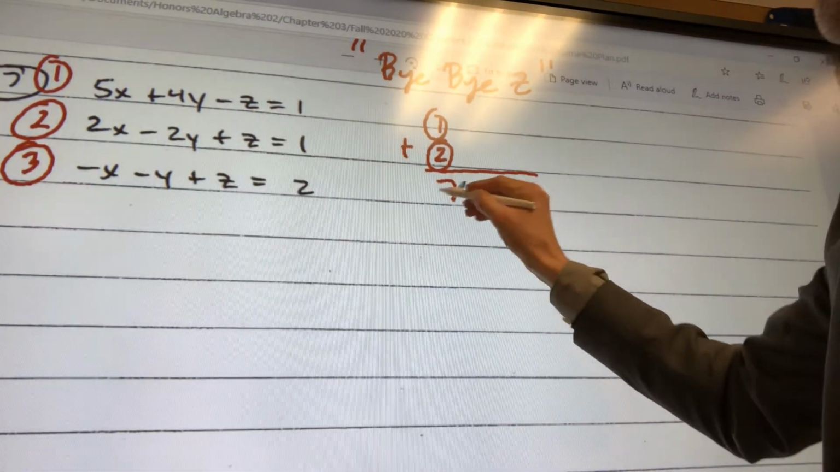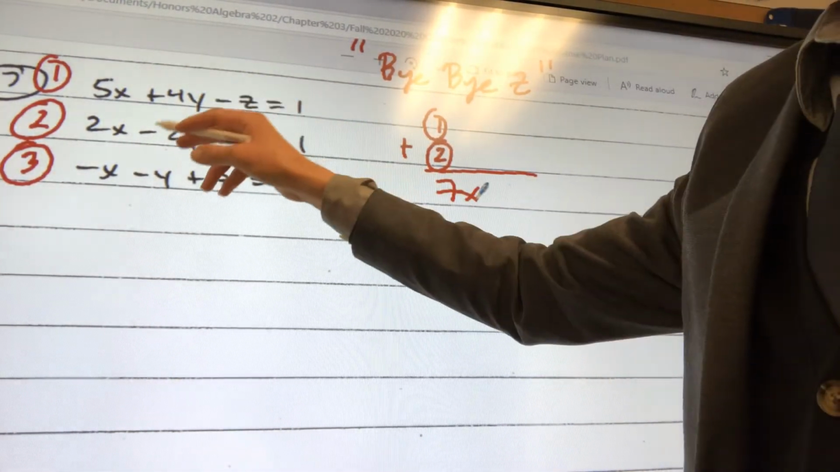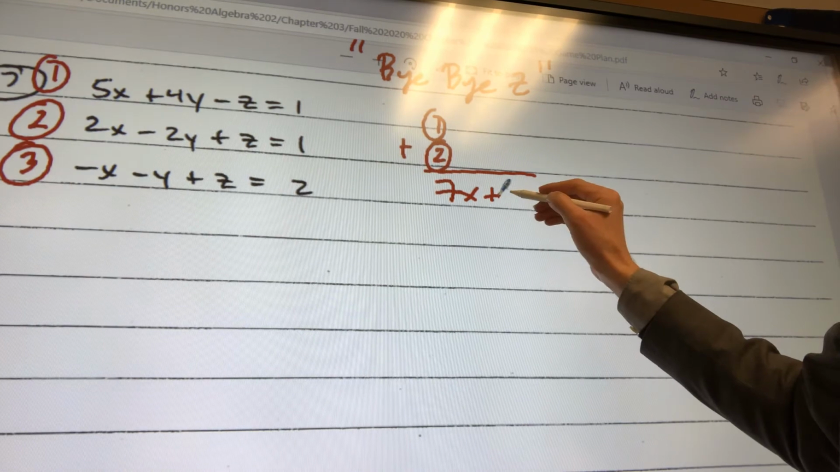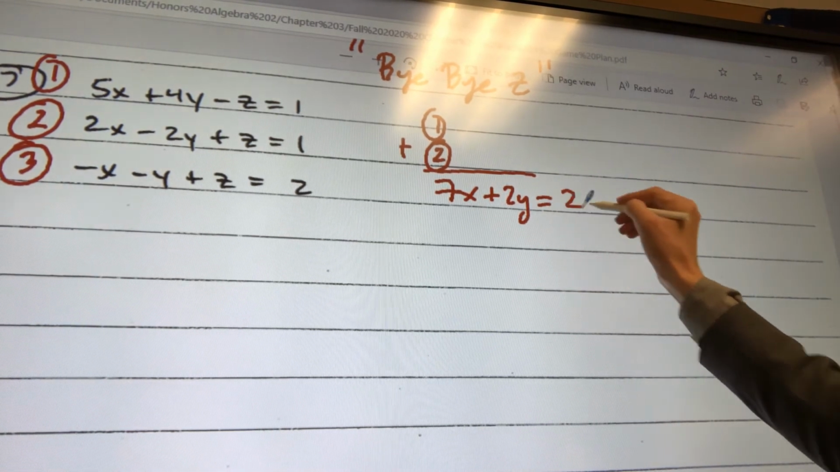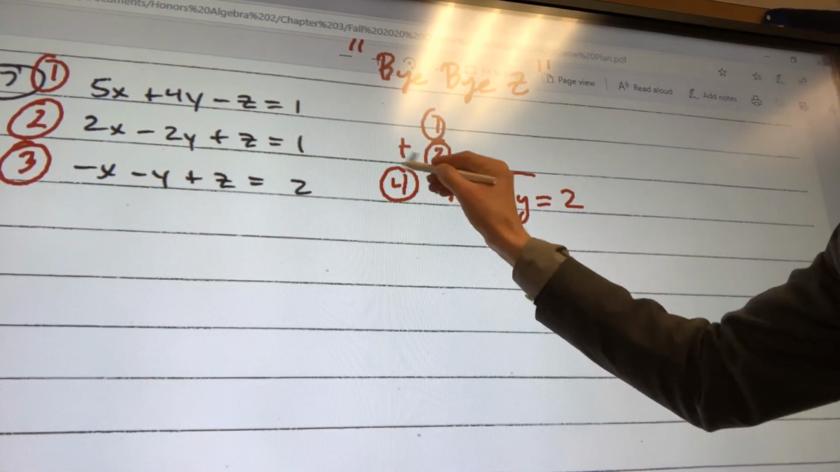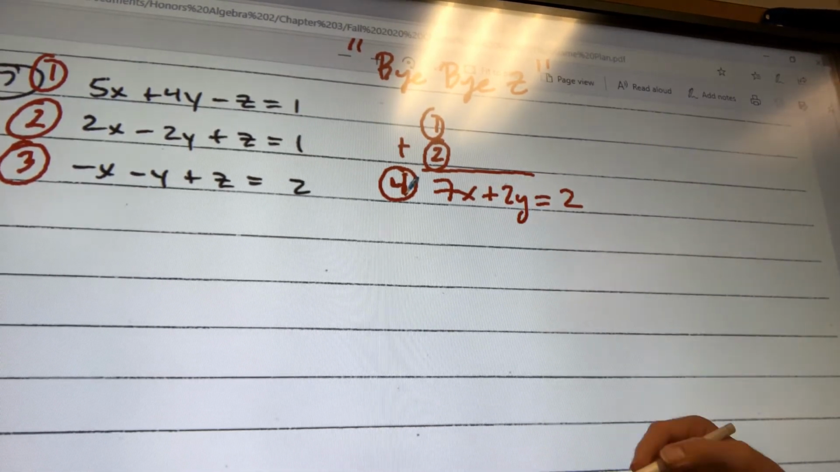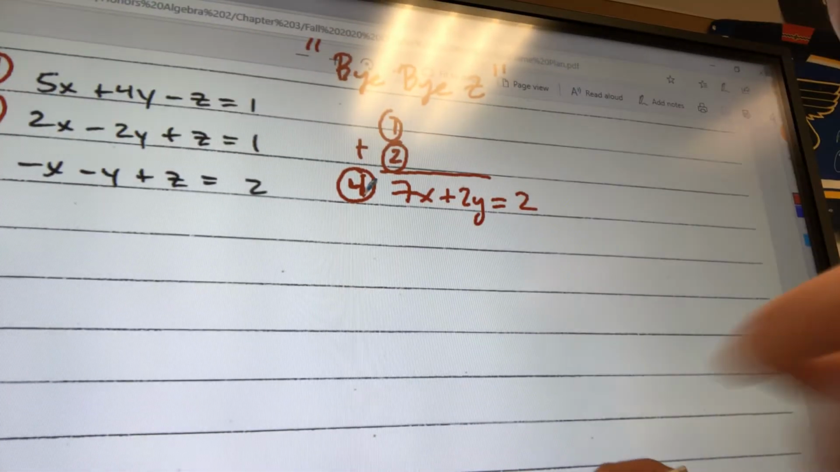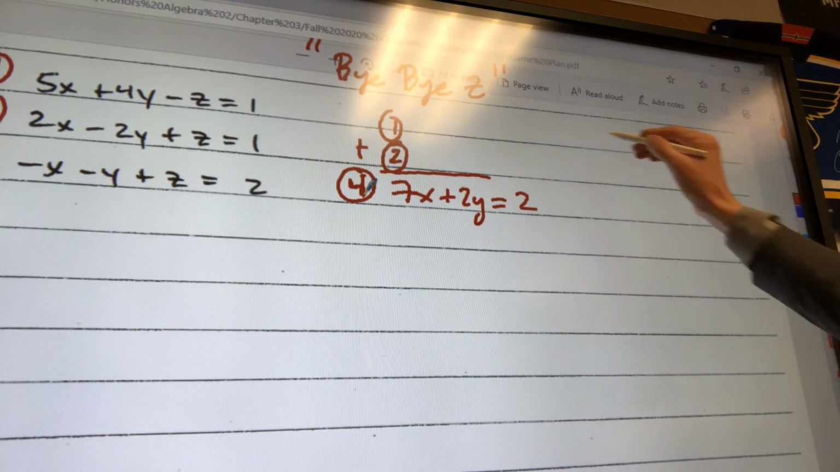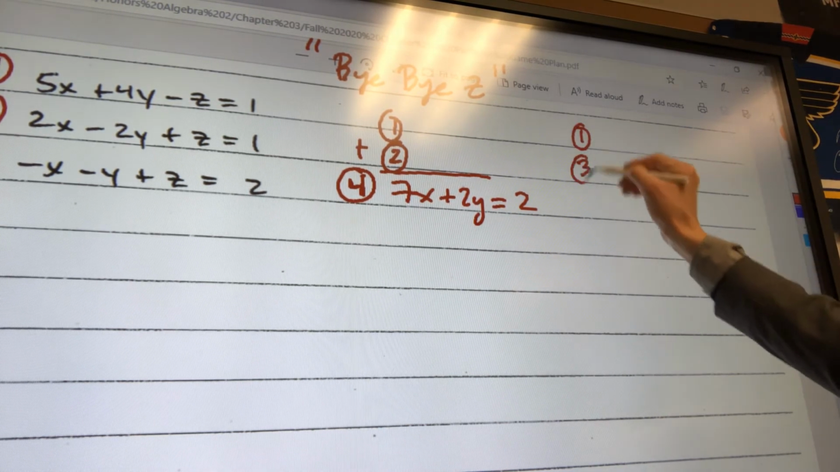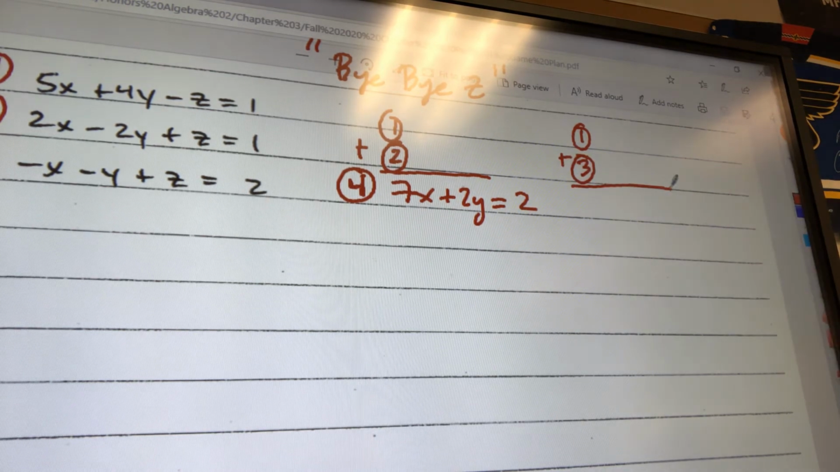5x, 2x, that's 7x. 4y plus a negative 2y is 2y. The z's cancel. 1 plus 1 is 2. That's equation 4. Okay, so especially if you're in Honors Algebra 2, I'd expect you to do this type of work. And then I need to add equation 3. I'm going to put 3 with 1 because z's are opposites. So I'm going to do equation 1 and 3 together.